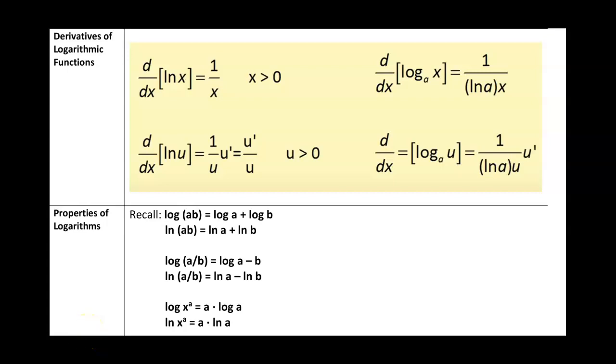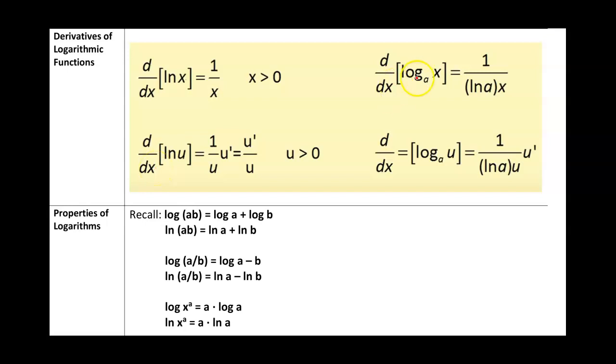In the second part of 3.9, we will talk about the derivatives of logarithmic functions. So here are some formulas. The derivative of ln of x is 1 over x. The derivative with respect to x of ln of u is 1 over u times u prime. Remember that u prime because we have a u term with an input of x.